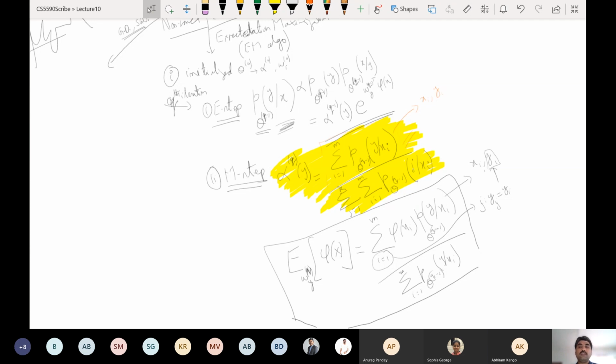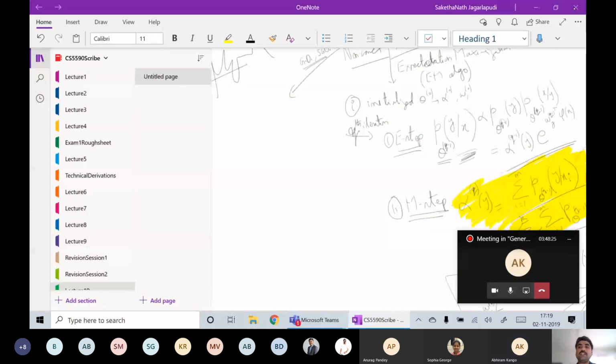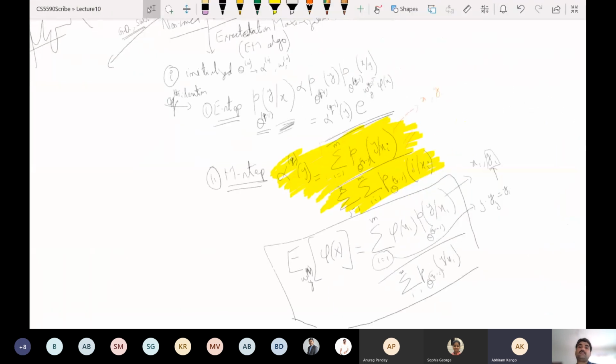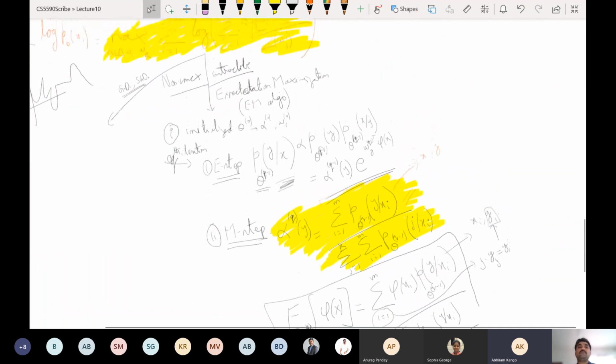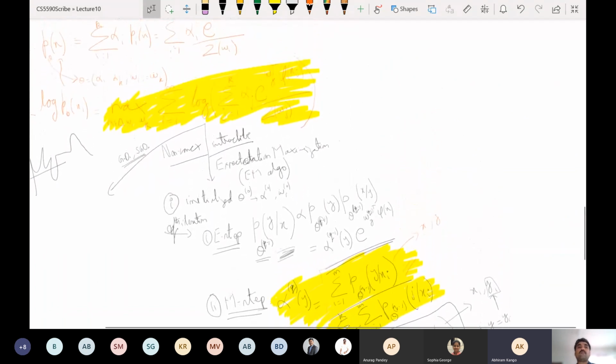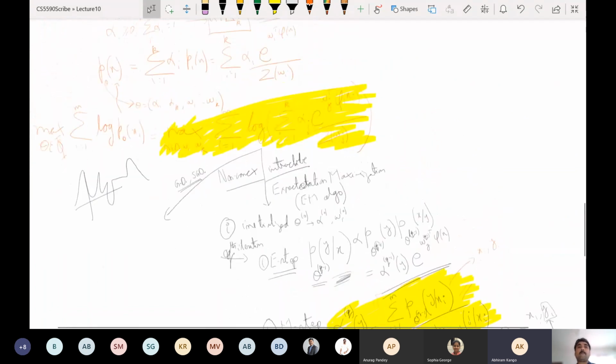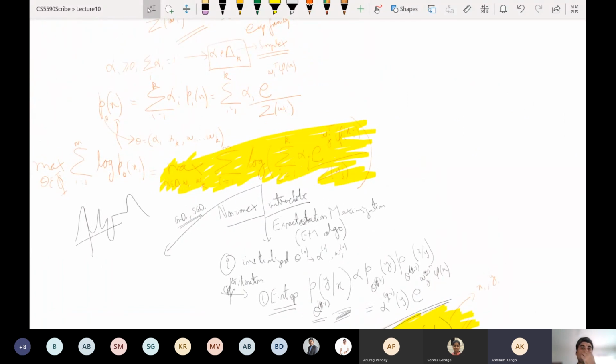If you have any short questions, you can ask. Otherwise, I have to leave. Yeah, I have one question. We are always saying p theta of x equals sigma i equals 1 to k. So we are already saying theta is a parameterization of alpha 1 to alpha k and w1 to wk, right? That means the number of clusters k, do we fix it?